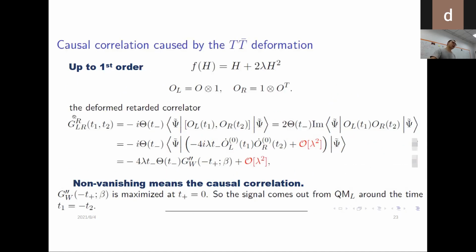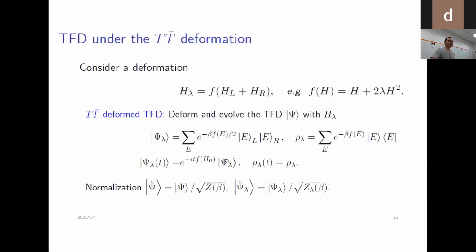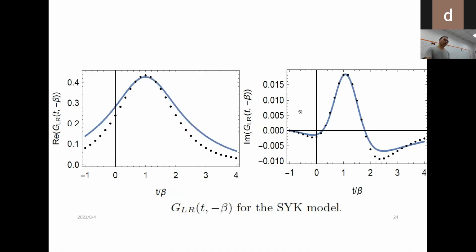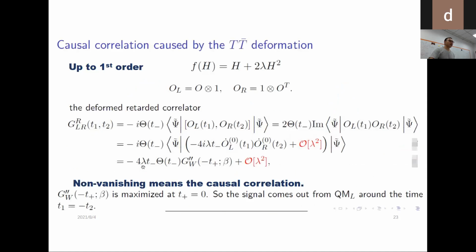Normally, the real part of the deformed retarded correlation function is associated with statistical correlation, but the imaginary part is associated with the quantum entanglement between the left and the right. Here we put some signature on the right-hand side at t minus beta, and t minus beta here. So this is time on the left-hand side, and this is time on the right-hand side.